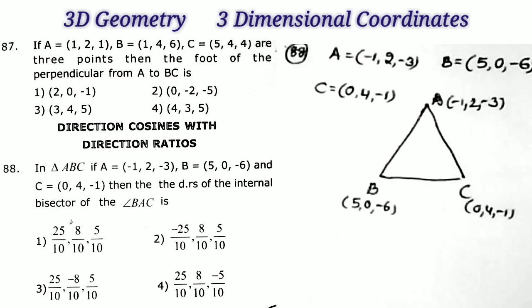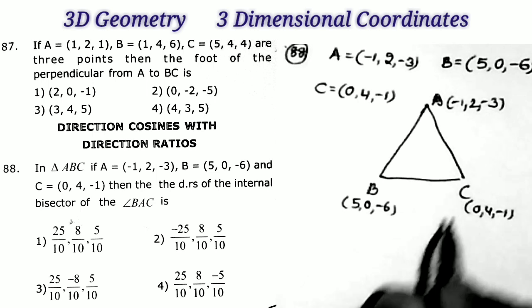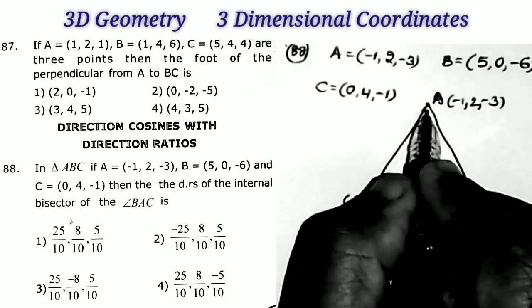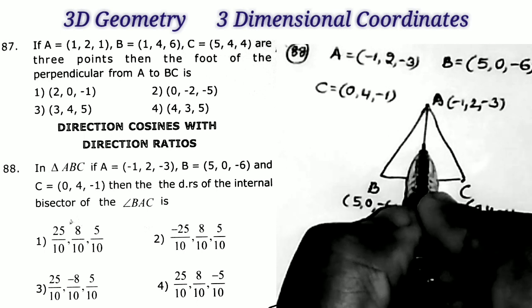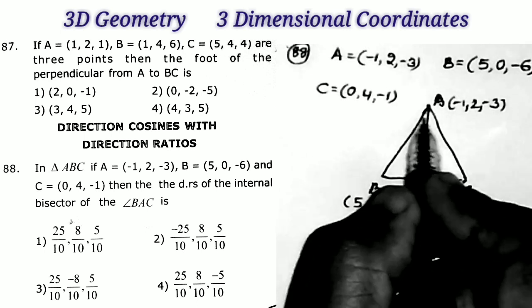Now what is the given question? The DRs of the internal bisector of the angle BAC. Suppose this is the internal bisector of the angle BAC. This is the angle.